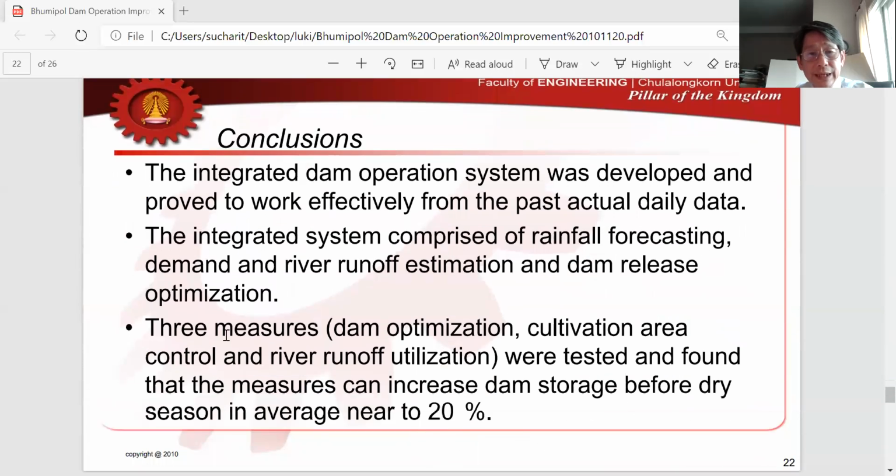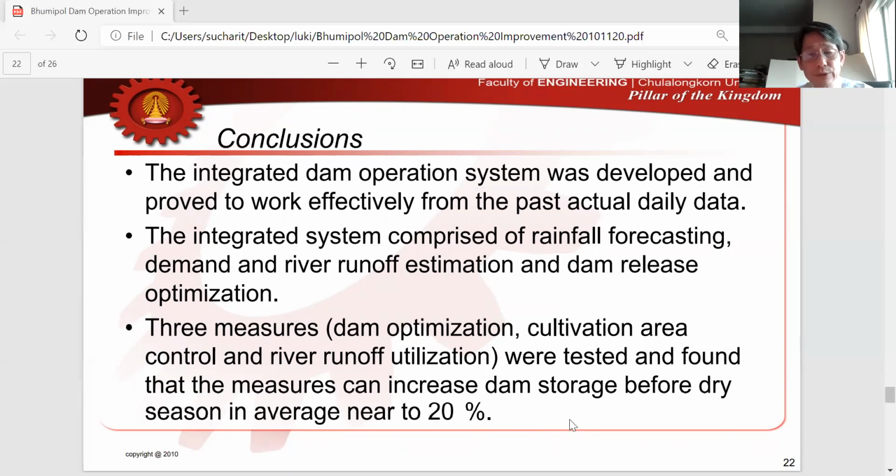As a conclusion, you can see that this integrated dam operation system that we developed proved to work effectively using past actual daily data. This integrated system comprises rainfall forecasting, irrigation demand, river runoff estimation, and dam release optimization. With the three measures of dam operation optimization, cultivated area control, and river runoff utilization, these were tested and found to increase the dam storage before the dry season on average by nearly 19% or nearly 20%.